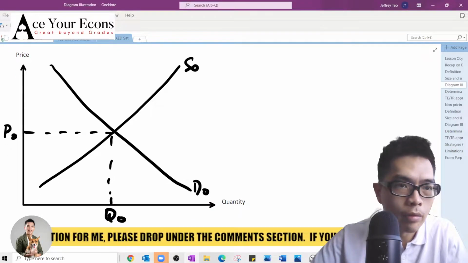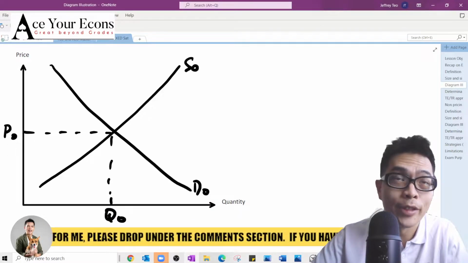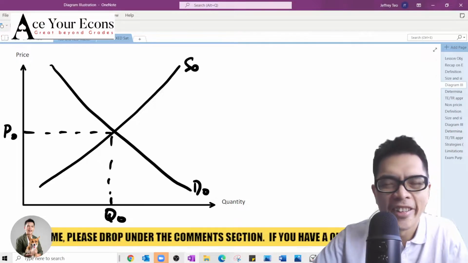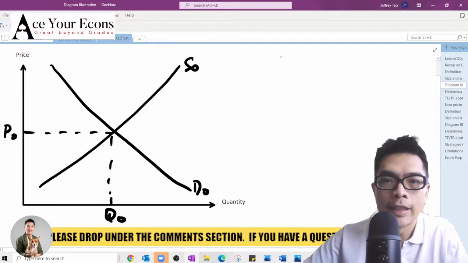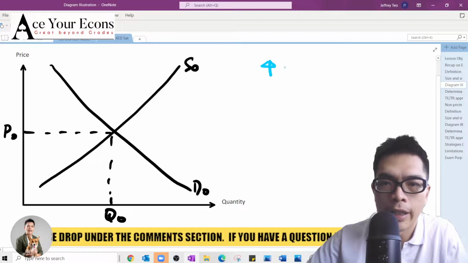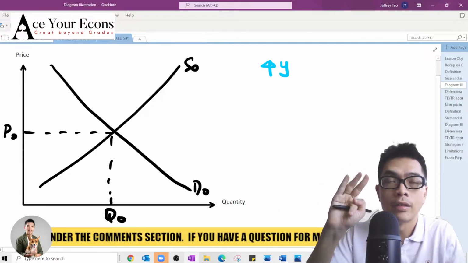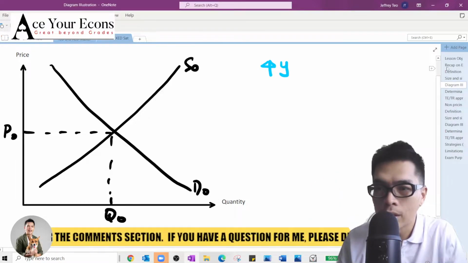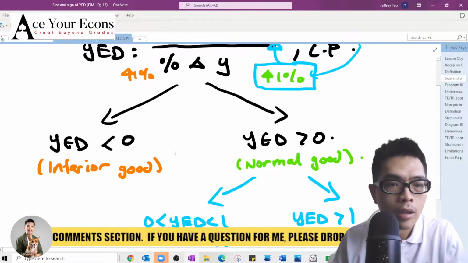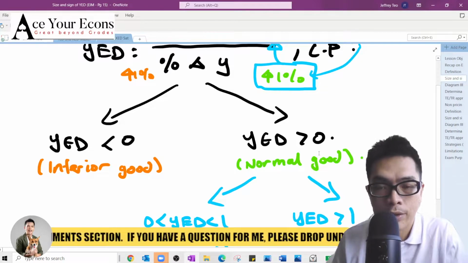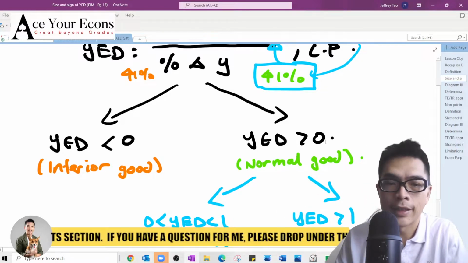I'm just checking whether I'm showing the full screen. Now let's consider this scenario, when there's an increase in income. Remember, we have 3 categories of goods: smaller than 0, and greater than 0. When it's greater than 0, we have necessity and luxury goods.